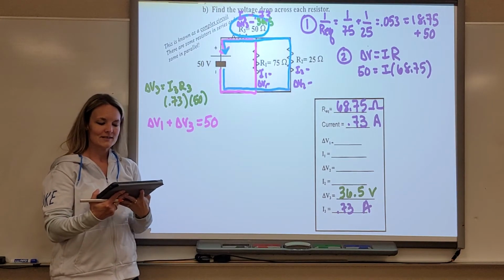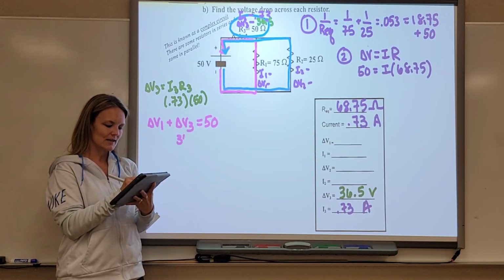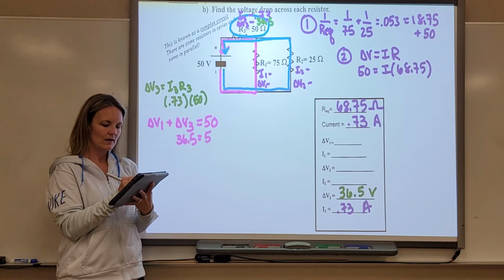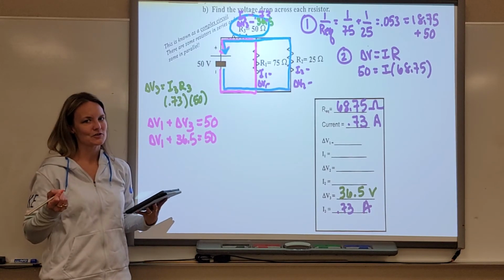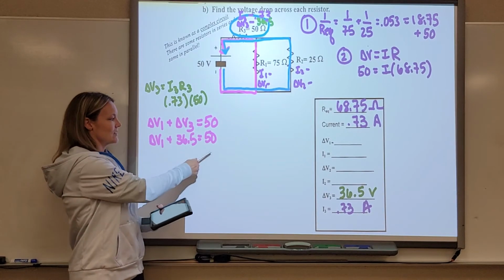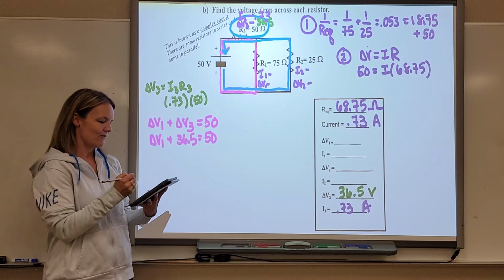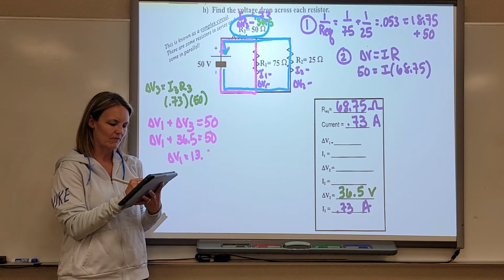Well, the good news is I already know what voltage 3 is. It is 36.5. All I have to do is a little subtraction. If I take 50 and I subtract the 36.5, I find that delta V1 should be 13.5.